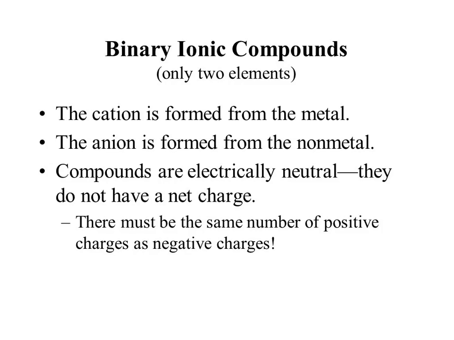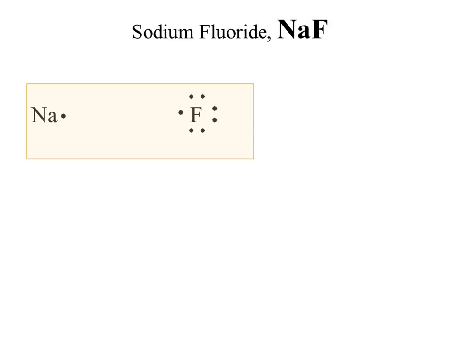This little bit about making sure that the formula for that compound is neutral, we'll talk about that. The pluses from the cation need to be outweighed by the negatives from the anion. We'll talk about how that works. I'll talk about my crisscross rule.